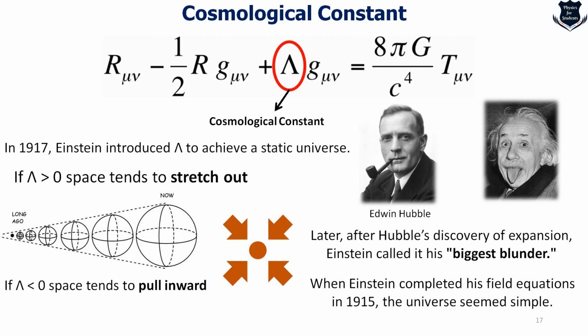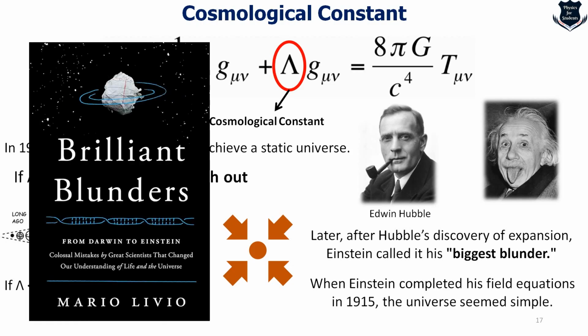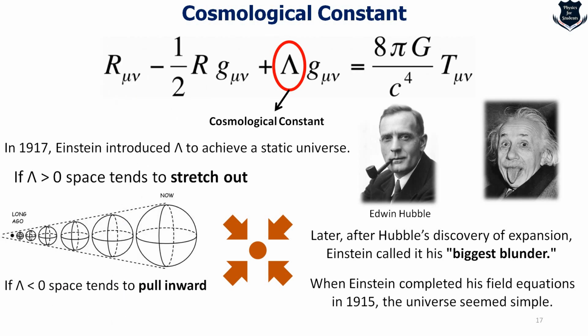Now this reminds me of a brilliant book called Brilliant Blunders, and here you can see all the brilliant blunders made by Einstein, Charles Darwin, and different other scientists. Amazing book, and here you can understand how these blunders actually turn into something so wonderful, and today we are dealing with and understanding those. So you can follow this book, Brilliant Blunders. It talks about the blunders made by scientists.